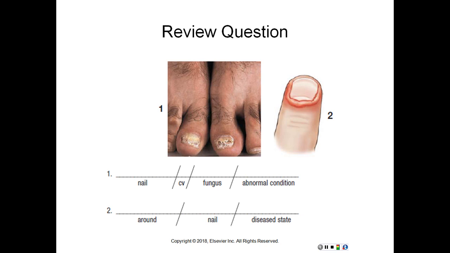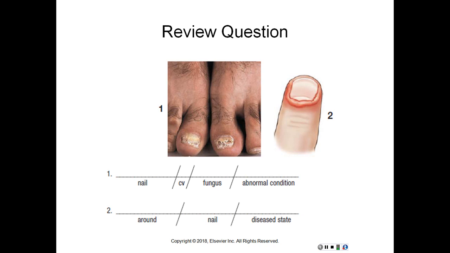Then you have your combining vowel, which is more than likely going to be the letter O. And then we learned that myco was the combining form for fungus. And then abnormal condition, that actually came from chapter 2, osis, O-S-I-S, was abnormal condition. So your two choices, again, for nail was unguo and onycho. And this was one of the terms that we learned just a few minutes ago. Onychomycosis is abnormal condition of fungus in the nail.